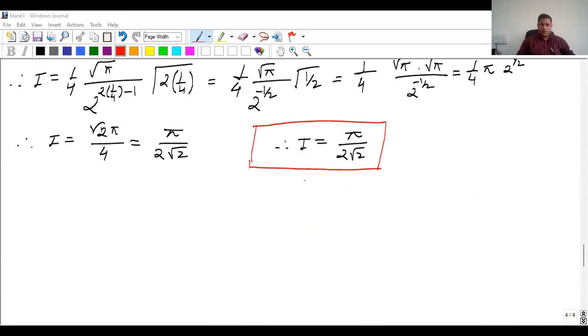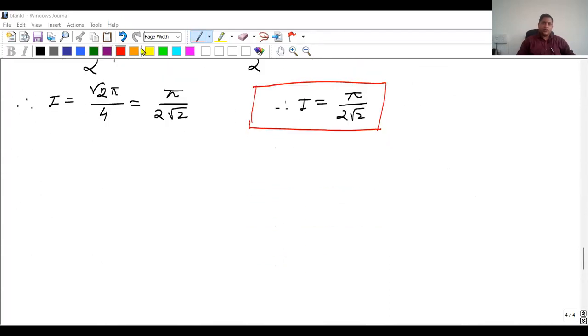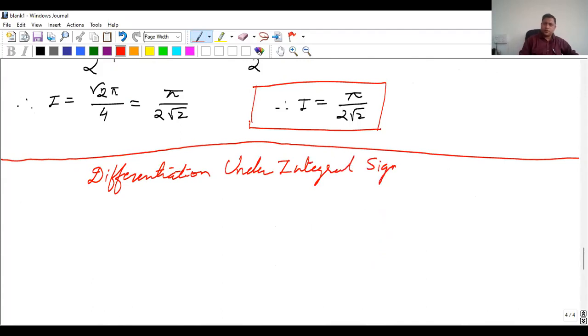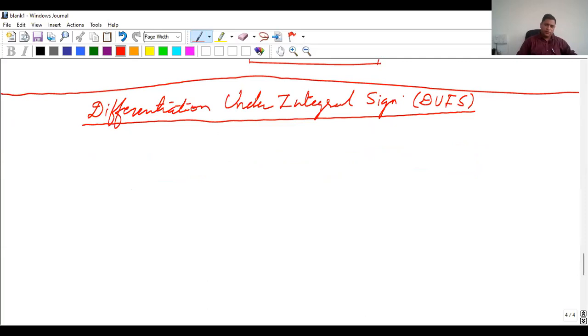So let us think of differentiating the integration. Differentiation under integral sign, or in short, we call this DUIS. So what is the meaning of differentiation under integral sign?